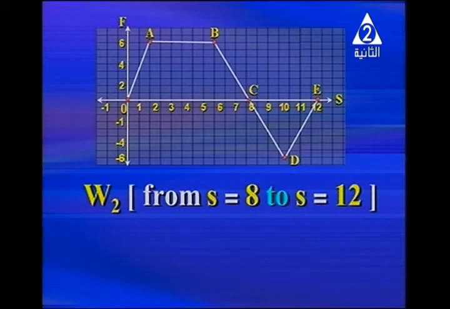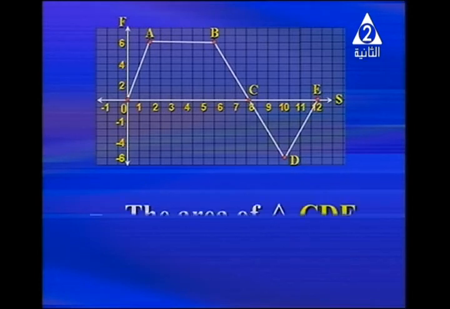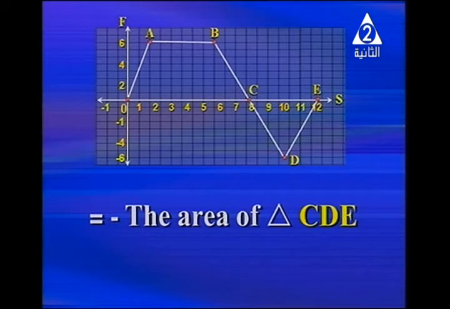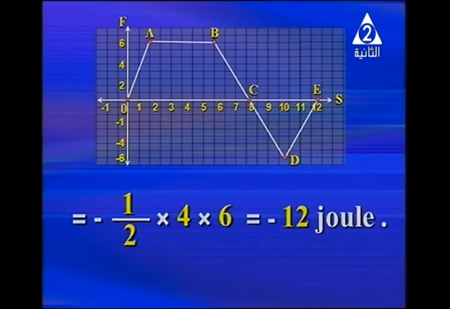The work done from S equals 8 to S equals 12, or the integration from 8 to 12 of F ds, is represented by the negative area of triangle CDE. Why? Because the triangle is under the straight line of S. Then the area of the triangle is half base times height. Base equals 4, height equals 6, negative half times 4 times 6 equals what? Negative 12 joules.